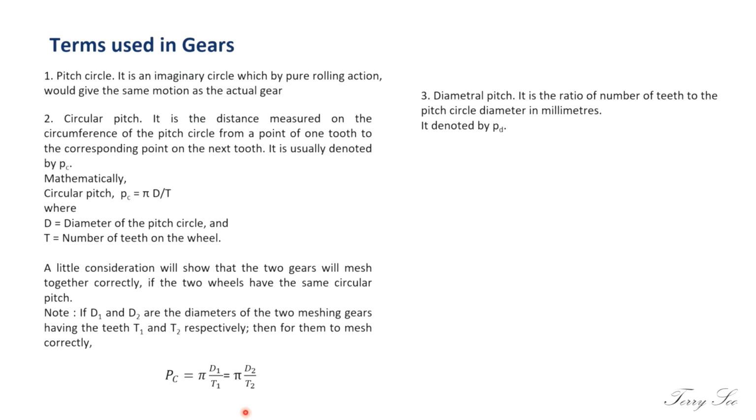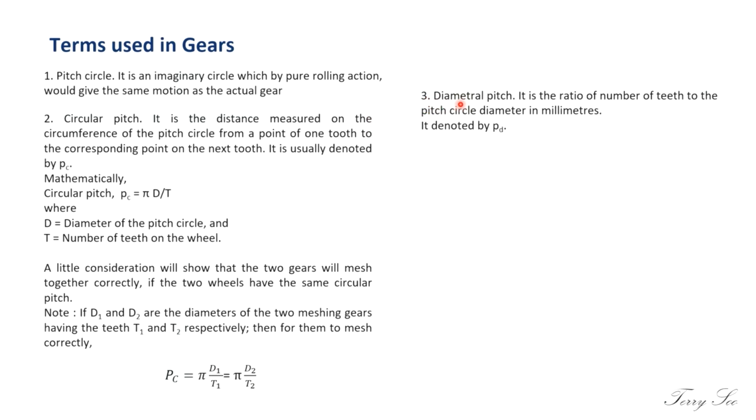So that means the larger the diameter, the larger the circle or larger the gear, the number of teeth on the gear should be more. If, for example, the gear is smaller or the pitch circle diameter is smaller, then the number of teeth is lesser. So the pitch circle diameter of the gear is directly proportional to the number of teeth. Remember that. Larger gear, more teeth. Smaller gear, lesser teeth.